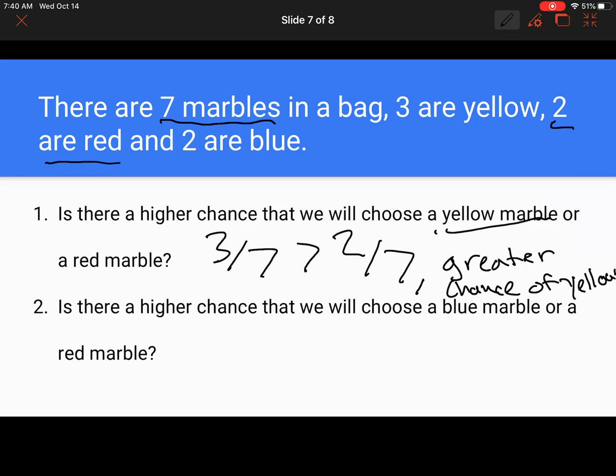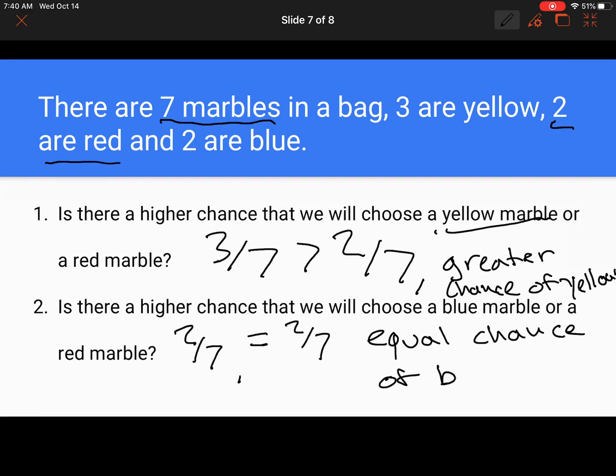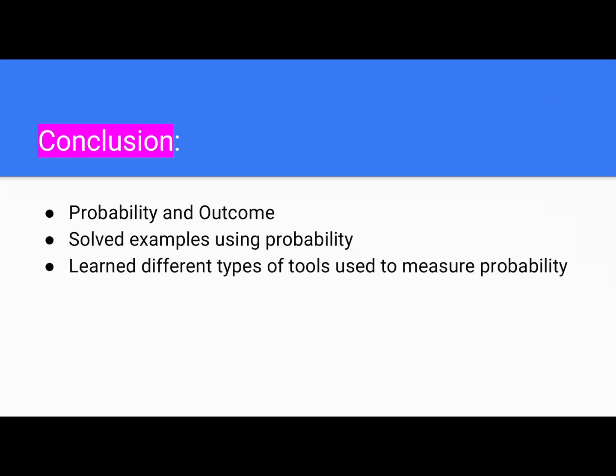Now, is there a higher chance that we will choose a blue marble or a red marble? So we already said that red marbles have 2 out of 7, and then also blue marbles have 2 out of 7. So these 2 fractions here are equal, right? 2/7 is equal to 2/7. So that means we have an equal chance of both. Again, I want you guys to pause, make sure you got this all written down before we go on to the next slide here.